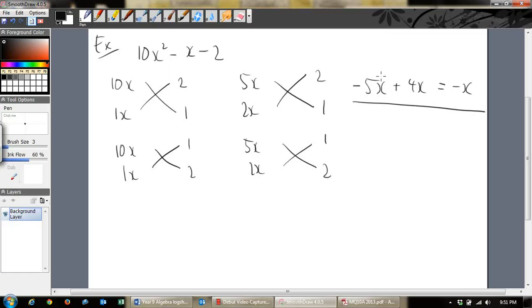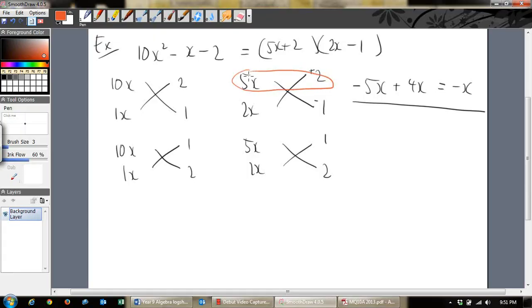So we need to create a negative 5x. So this here needs to be a negative 5x. The way I do that is by making that negative 1. We need to have a positive 4x, so 2x times 2 gives us that 4x, so that needs to be a positive 2. So our answer is, I'll just write it up here, put it in the two brackets, and we write our top line out, 5x plus 2, and we write our bottom line out, 2x minus 1. And so that's your answer.